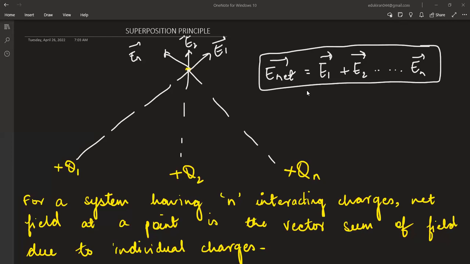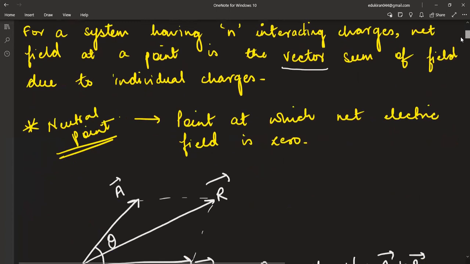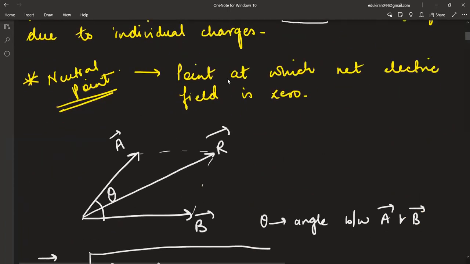So what is the superposition principle? It's just a principle. It's not a proper law that is valid only for one type of object or one type of charge. Principle means you make it valid for other particles also. If we talk about forces, nth number of forces are acting, so you will find the vector sum of all the forces which are acting. So that is the superposition principle for a system having n interacting charges: the net field at a point is the vector sum, the main point here is the vector sum, of the fields due to individual charges.